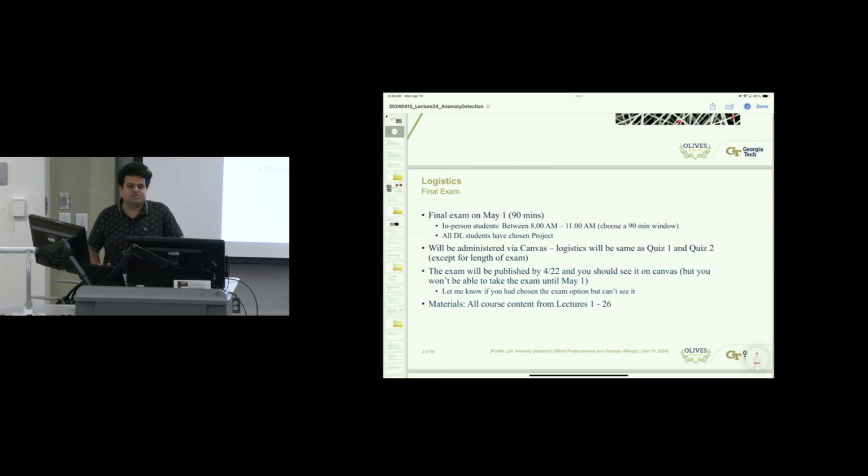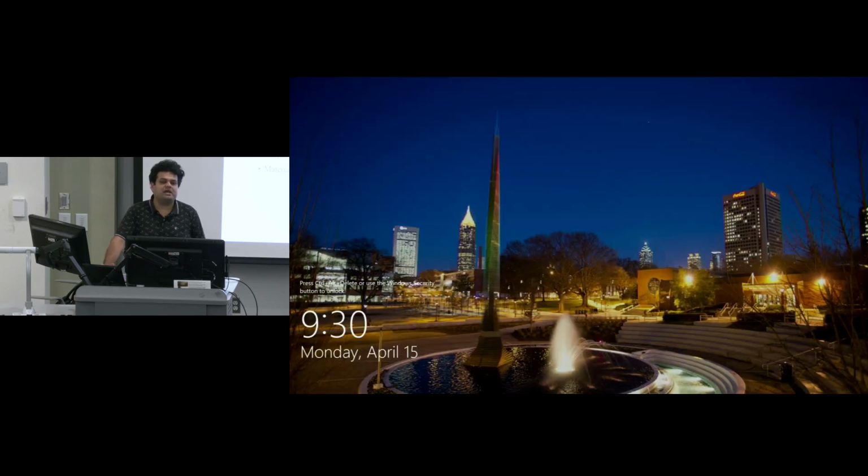Very similar to before. It's going to be administered via Canvas, open notes, open books, and except for the length of the exam, everything else is going to be the same. So the exam will be published on 4/22, which is basically next Monday. So you should be able to see it on your Canvas.